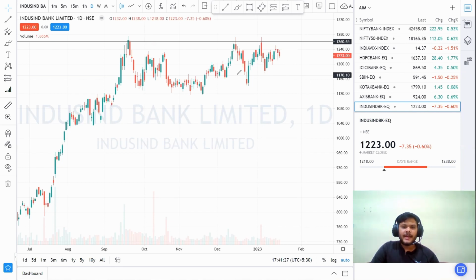But for taking any kind of buying trade, if market closes above 1230 or 35, then you can expect some buying pressure here also, and target will be around 1240 to 1250.